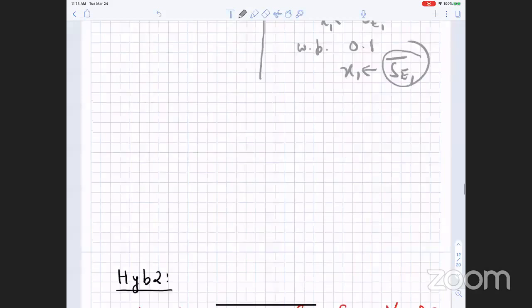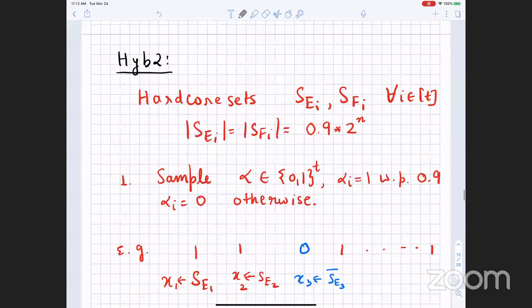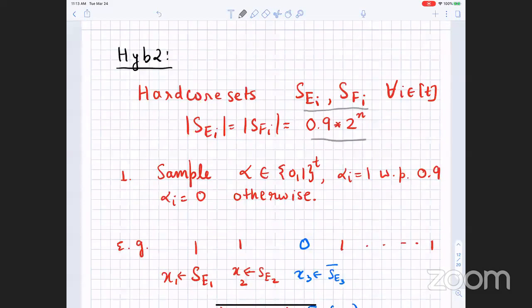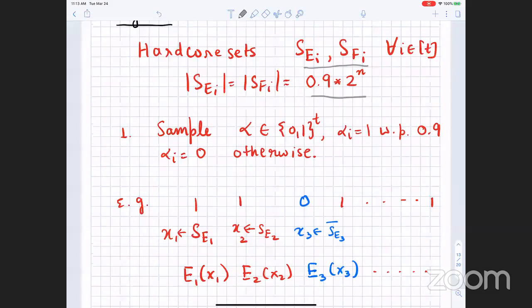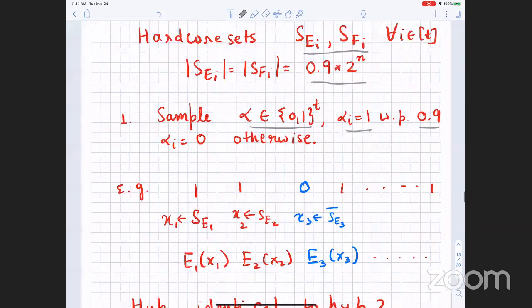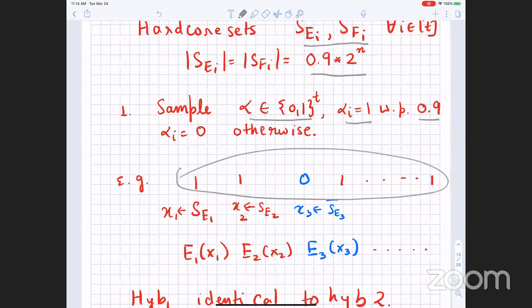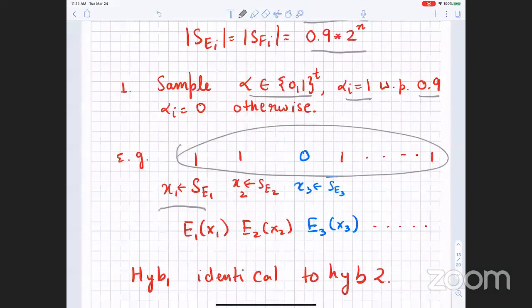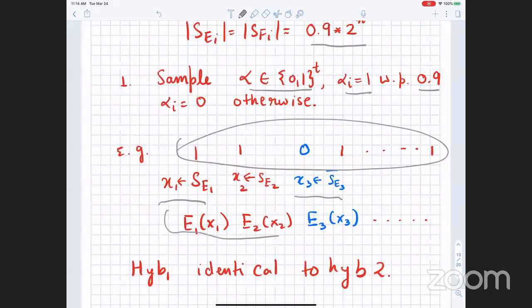Now rewrite the hybrid in this form. For every index, we have these hardcore sets of density which is large enough. So here's what we're going to do. We sample an alpha in 0,1 to the t, where each alpha is 1 with probability 0.9 and 0 otherwise. Bear with me for a moment. This alpha just indicates whether you are sampling from the hardcore set or from the complement. Suppose we have an alpha sampled this way; on average 0.9 of them are going to be ones. Wherever we see a 1, we sample from the hardcore set. Wherever we see a 0, we sample from the complement. Then the hybrid is just computing E1 on x1, E2 on x2, E3 on x3, on whatever randomness we chose in this step. And now hybrid 1 is identical to hybrid 2.